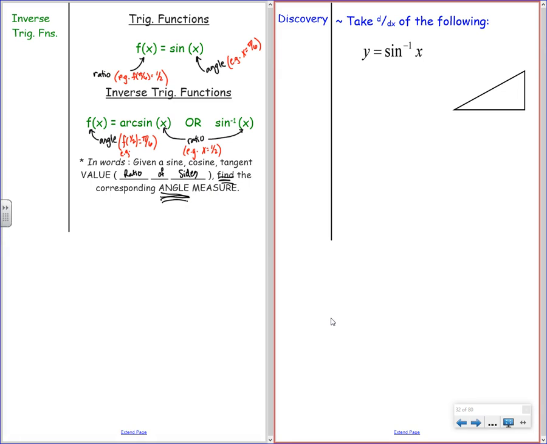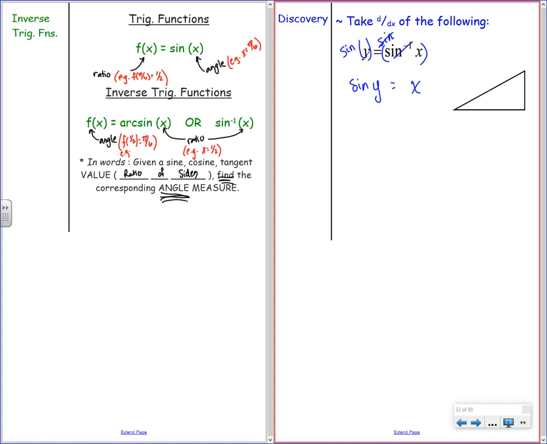Here's the crazy thing. If they give us y equals sine inverse of x, and we don't know a formula for sine inverse, what can we do? I guess we could take sine of both sides. We know how to deal with sine, just not sine inverse. What happens with sine and sine inverse? We cancel, and we just get the argument left. So now we have sine of y equals x.